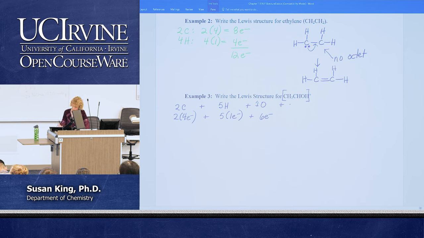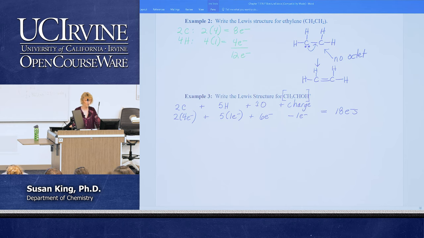Okay, plus a charge. If it's a positive charge, we remove an electron. If it's a negative charge, we add an electron. It's an easy thing to forget. I'm going to remove an electron because it's a positive charge, -1 electron. And then it ends up to 18 electrons. Easy to forget to do that.